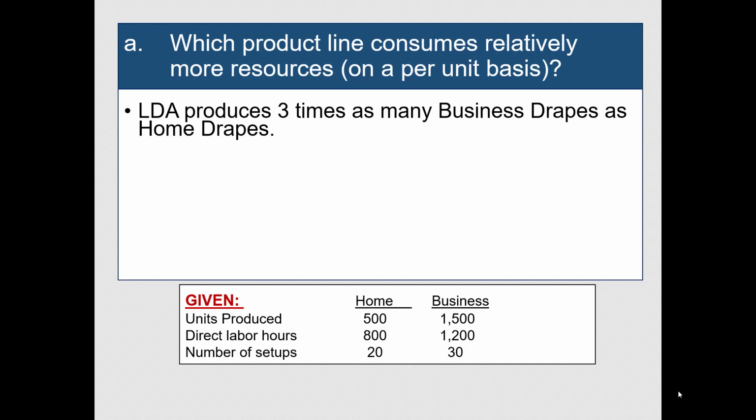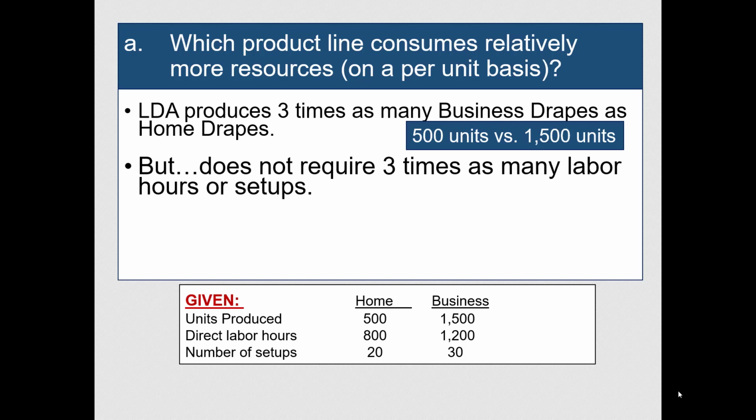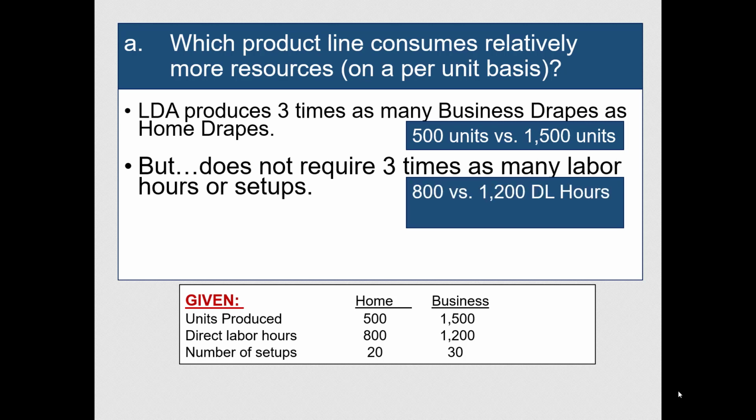see, while you're producing 3 times as many business drapes, you're not requiring 3 times as many direct labor hours. Also, business drapes don't require 3 times as many setups. So overall, what this means is that while business drapes overall consume more resources, on a per unit basis, more is required to produce the home drapes.